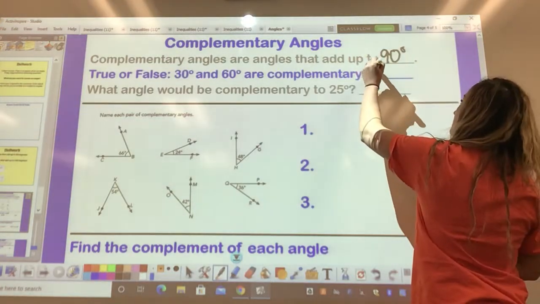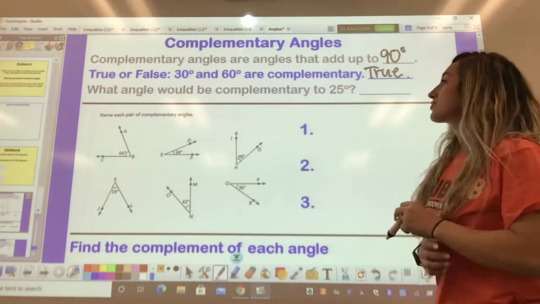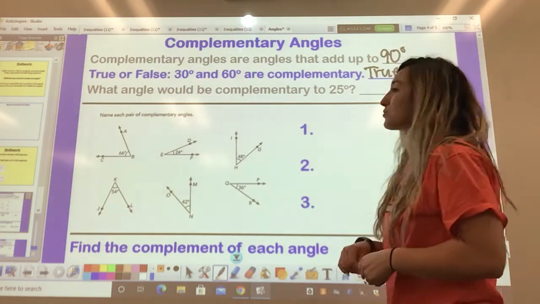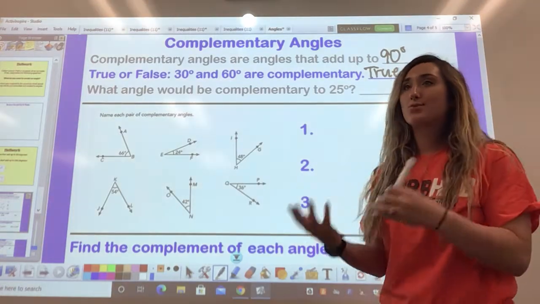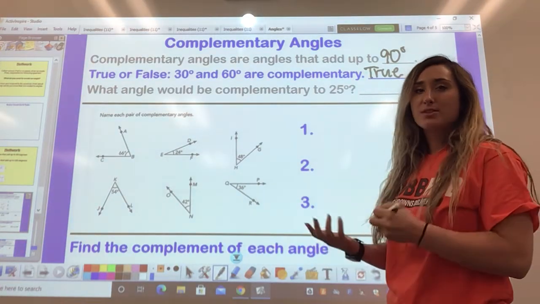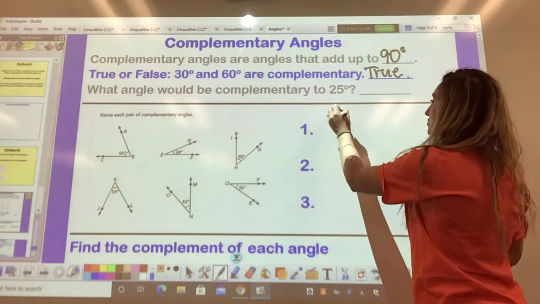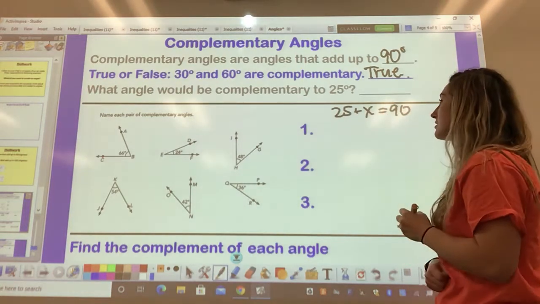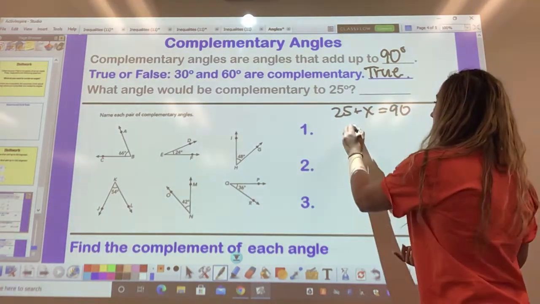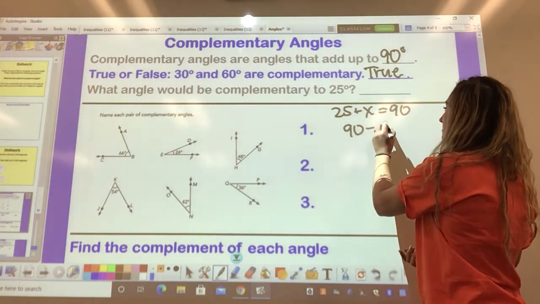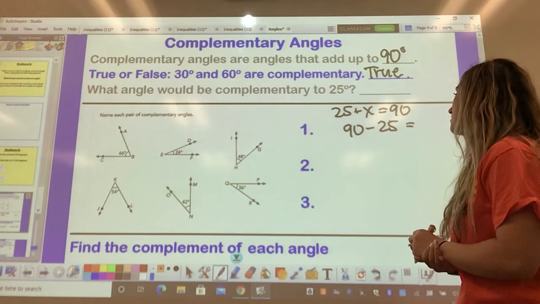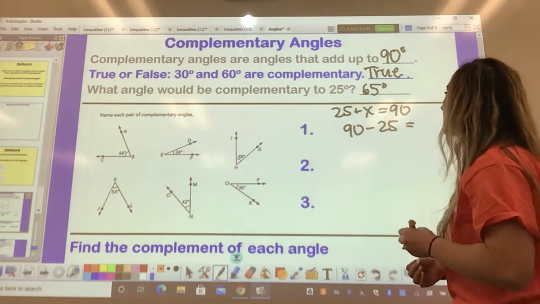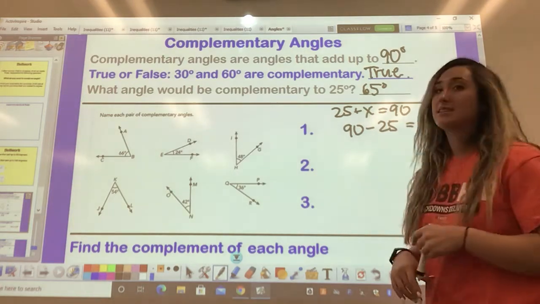So that would make this a true statement. Then I ask, what angle would be complementary to 25 degrees? So 25 plus what would give us 90? There's a couple ways to think about that. 25 plus what equals 90, or maybe more simply, you just realize that you could take 90 minus 25 to get the answer. Either way, it would be 65 degrees because 65 plus 25 is 90.